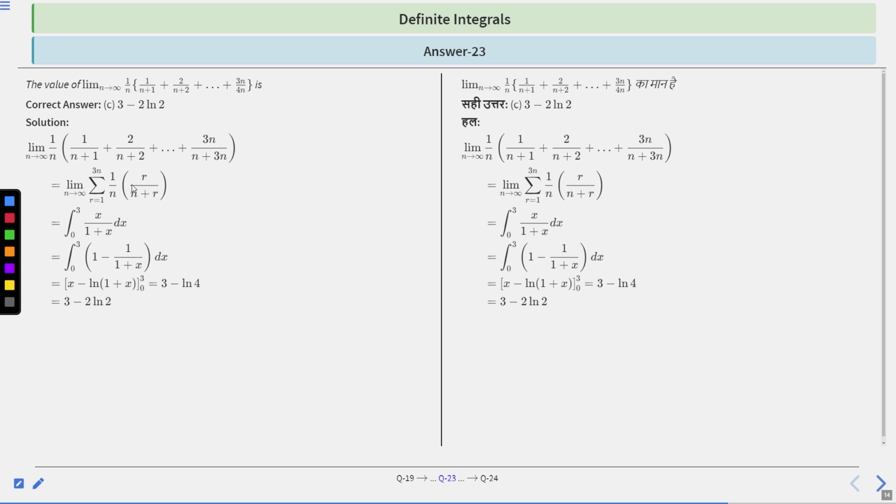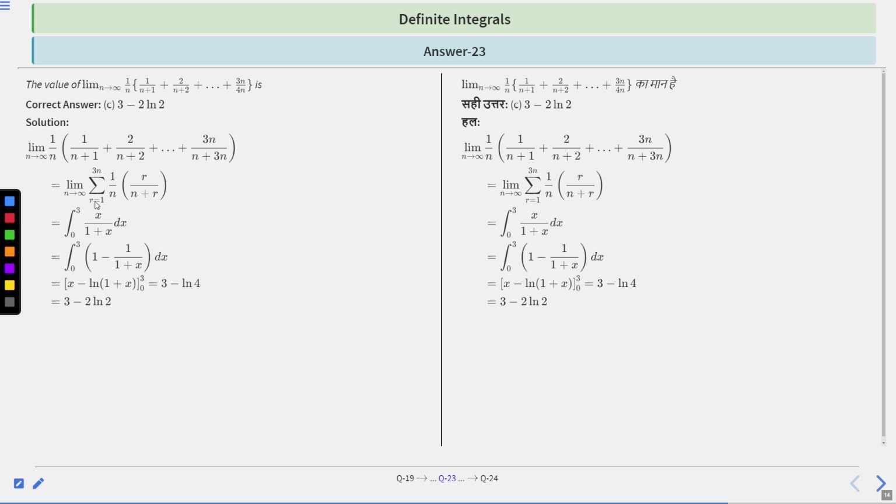So see, when you take r as common in the denominator, it will be r into (n by r plus 1), so r and r will cancel out. We have divided in the numerator and the denominator by n, right? Therefore, the numerator will be r by n and the denominator will be 1 plus r by n.